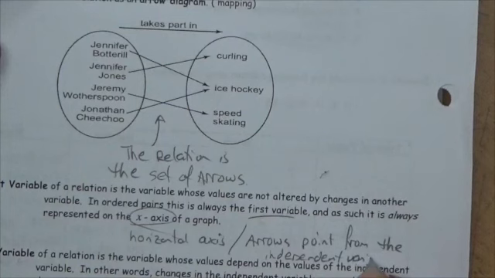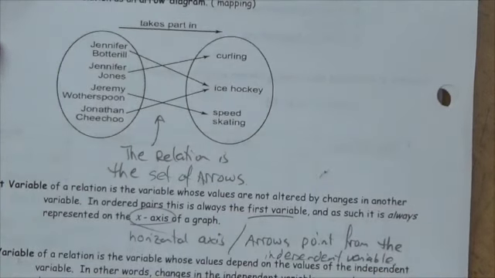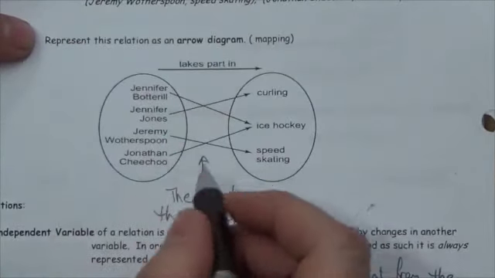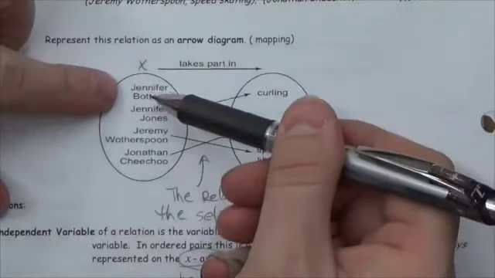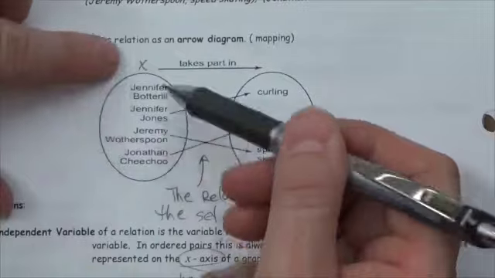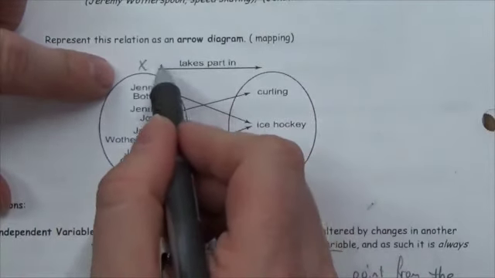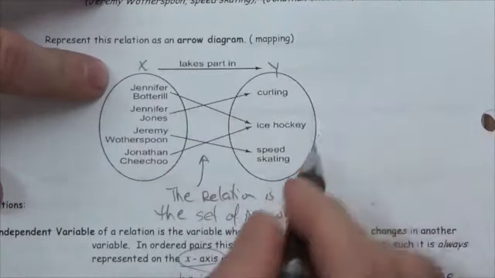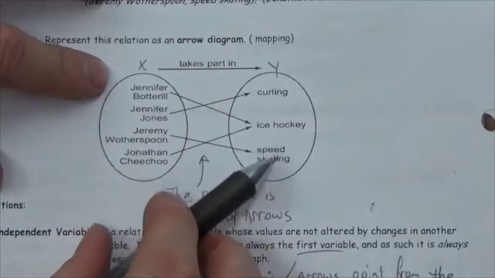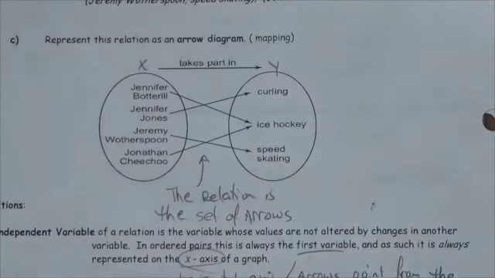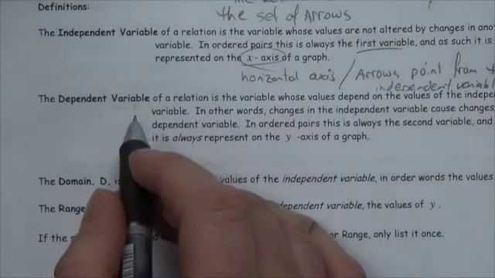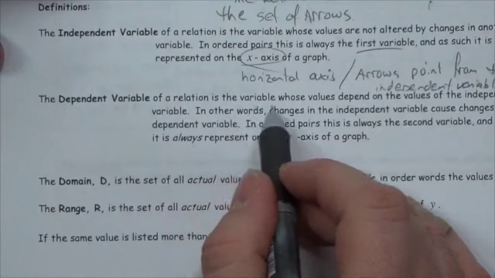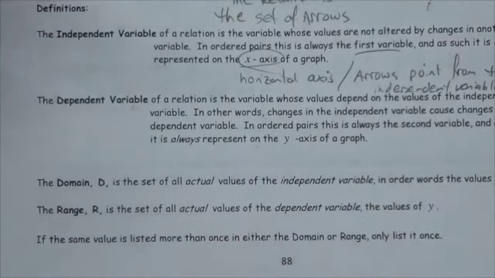Okay? So in this particular case here, this is our x. All of these people represent specific values of the x, and then this points over here to y, where y takes on the specific values equivalent to those sports that they're participating in. The dependent variable in a relation is the variable whose values depend on the values of the independent variable.